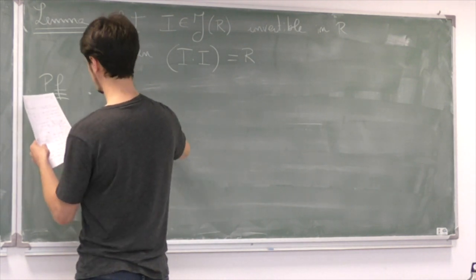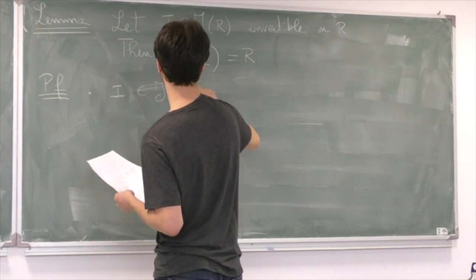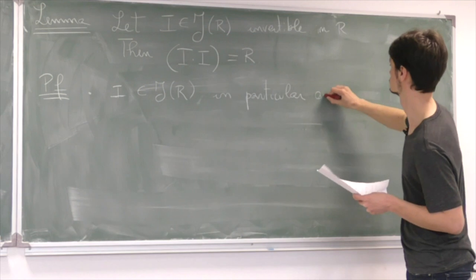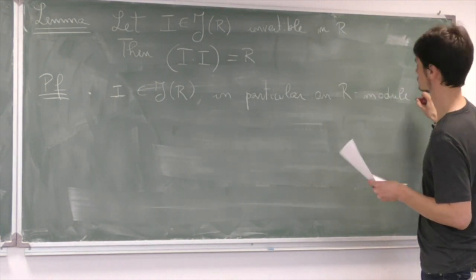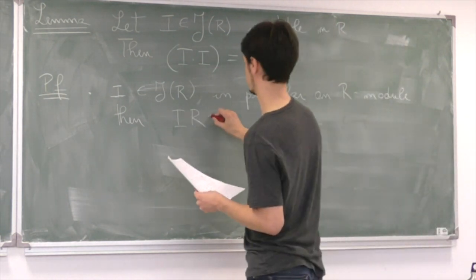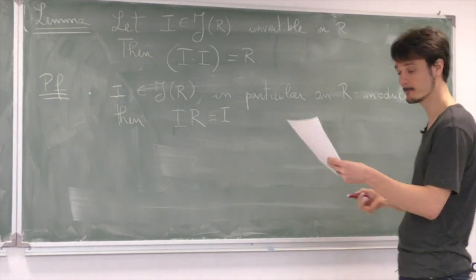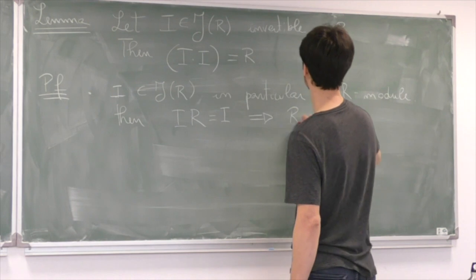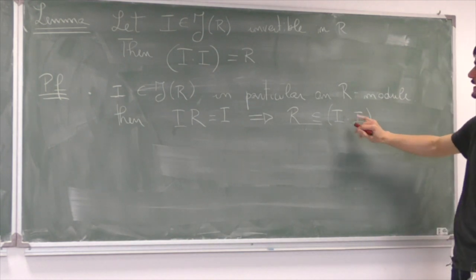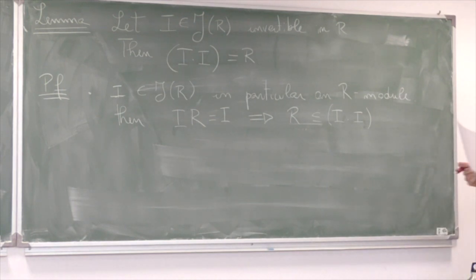Since I is a fractional ideal, in particular it is an R module. Then I times R is equal to I. It's closed under multiplication by R, and R contains 1, so actually we have an equality here. We already used this trick before. And this tells you that R is inside the colon ideal, the multiplicator ring of I. Remember, the colon ideal I colon I consists of all the elements of K that send I inside I. So this relation tells you that R sits inside this set. And now we want to prove that actually this is an equality.